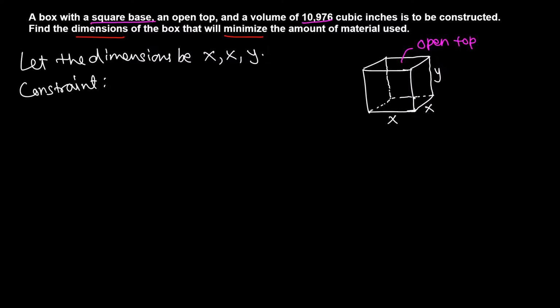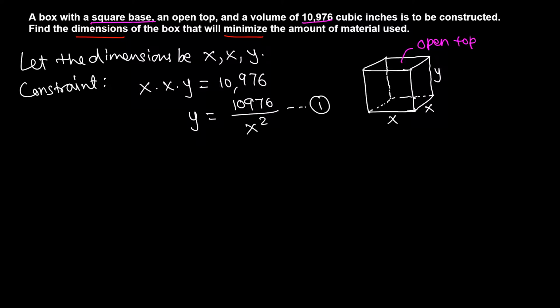Volume is this. So how do we find the volume of a box? That's the length times width times height. So x times x times y, that's the volume, is exactly 10,976 cubic inches, which is x squared y equals 10,976. Let's solve for one variable. Solving for y is easier. So y equals 10,976 over x squared. So let's say this is equation 1. So later when we find the value of x, then we can find the corresponding y from this formula.